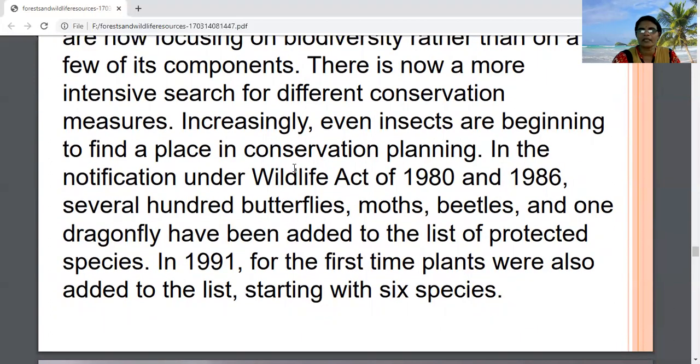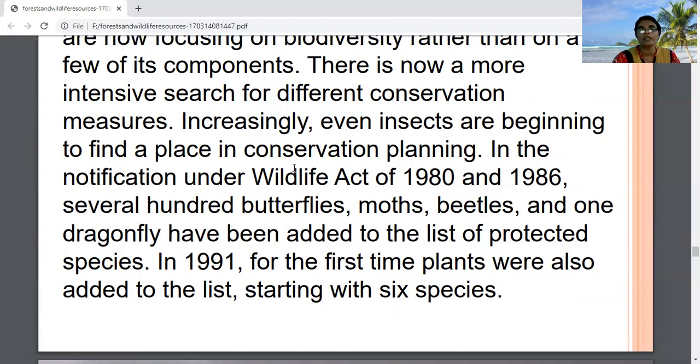Increasingly, even insects are beginning to find a place in conservation planning. It means not ignoring or neglecting even an insect. An insect is also protected under biodiversity. In the notification under Wildlife Act of 1980 and 1986, several hundred butterflies, moths, beetles and one dragonfly have been added to the list of protected species. See, even an insect is protected, meaning the life of even an insect is not ignored.